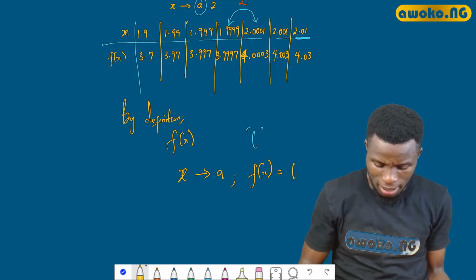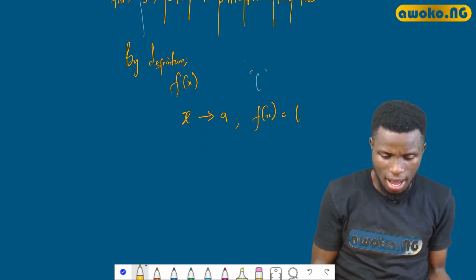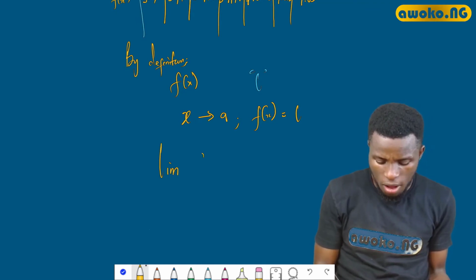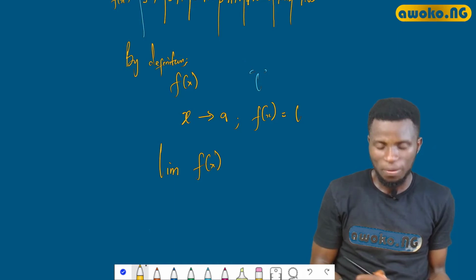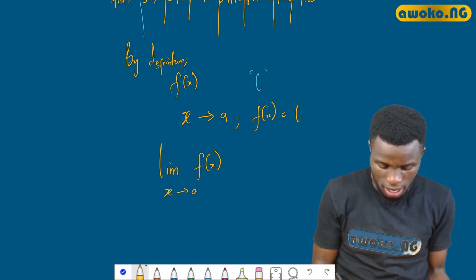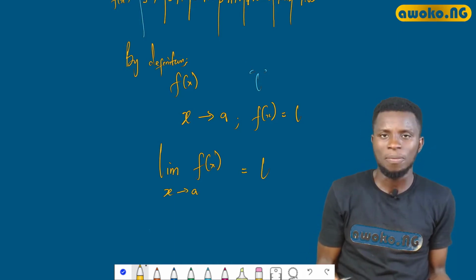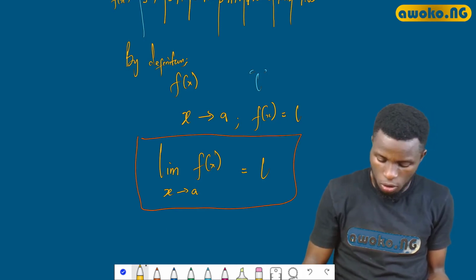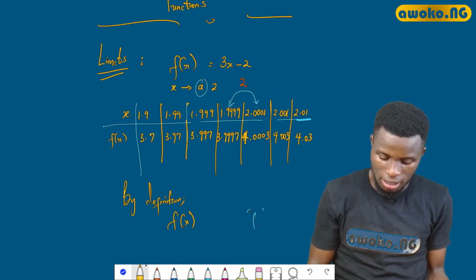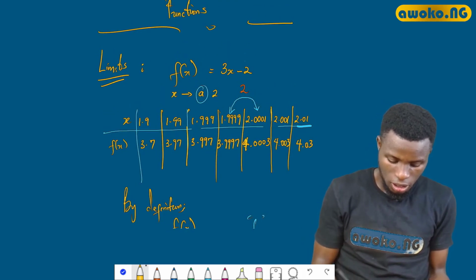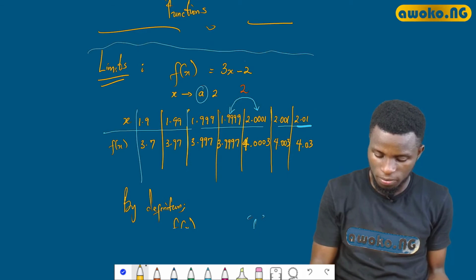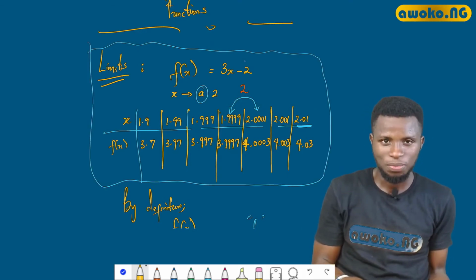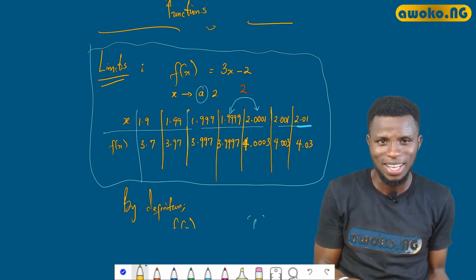So mathematically, we can write this as the limit of f of x as x tends to a is equal to L. And this is just the mathematical expression of what we have in this illustration over here. So I'm sure you understand now.